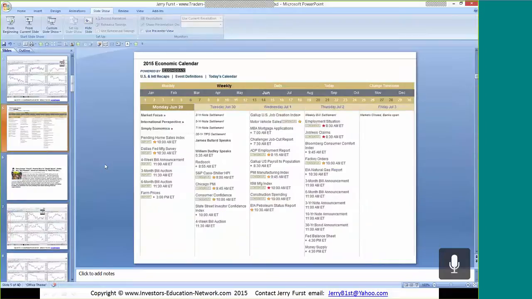Let's take a quick look at the calendar for the week ahead. Monday's already done: farm prices, real quick, consumer confidence. Tomorrow on Wednesday, you've got the PMI manufacturing index, construction spending, and then Thursday we've got regular old jobless claims, factory orders, and then the bonds. It's interesting, the bond market just keeps on going.